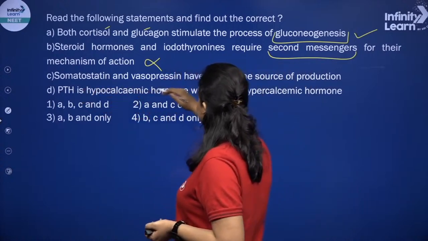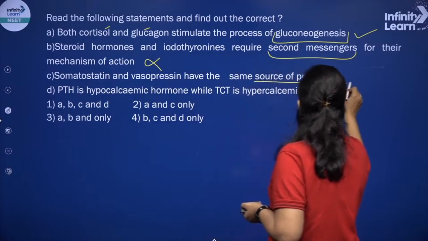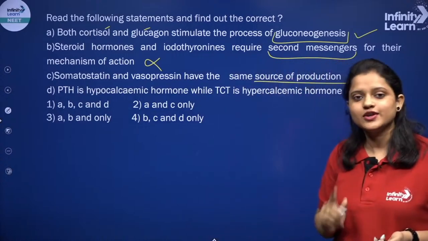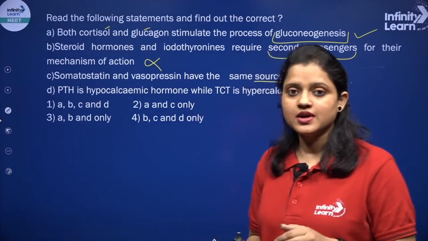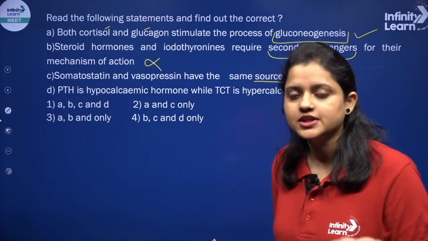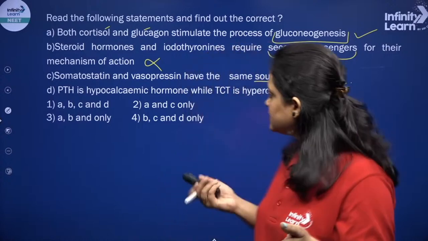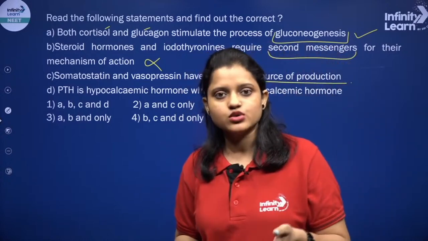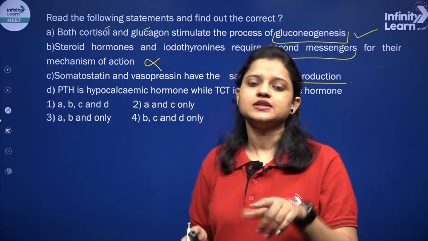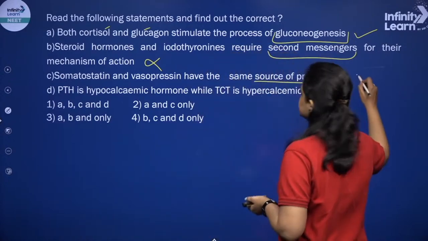Somatostatin and vasopressin have the same source of production. Now see, this is a beautiful question, we know that vasopressin is ADH. It is released from posterior pituitary, but it is formed in hypothalamus. And same is the case with somatostatin. Somatostatin is also formed in hypothalamus. So this is the correct statement, right?